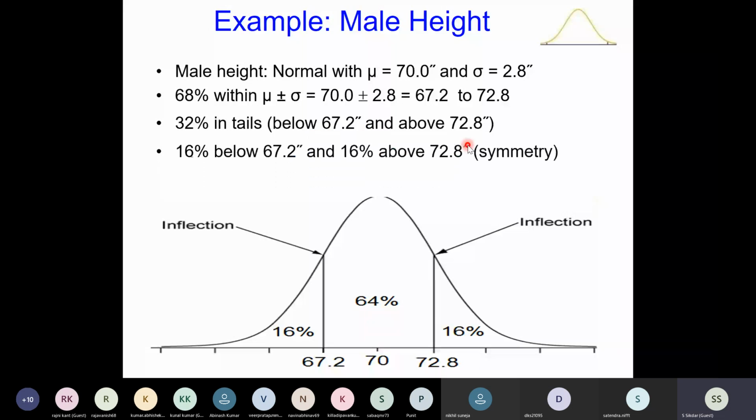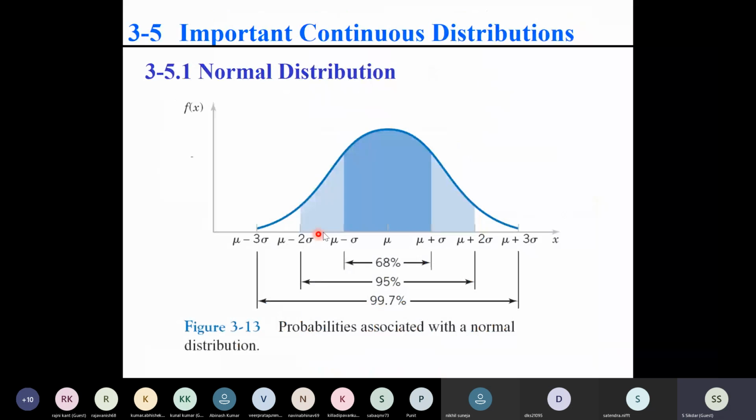We already talked about this, that 68% is between mu minus sigma and mu plus sigma, and this is also 95% between mu minus 2 sigma and mu plus 2 sigma, and this is within 99%. So basically, it has been found that these are the probabilities associated with the normal distribution.